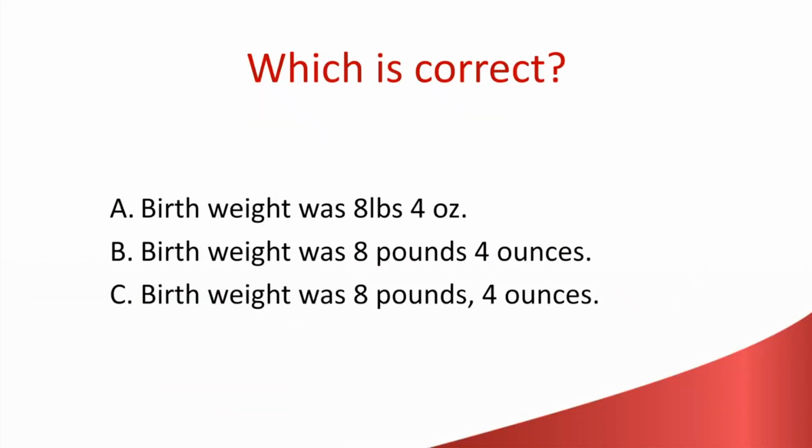Okay, back to the childbirthing, which is correct here. The birth weight was 8 lb, 4 oz. This is abbreviated. The birth weight was 8 pounds, 4 ounces, fully spelled out, no comma. Birth weight was 8 pounds, 4 ounces. Might want to think about that one. This is an interesting one. Okay, let's take a look.